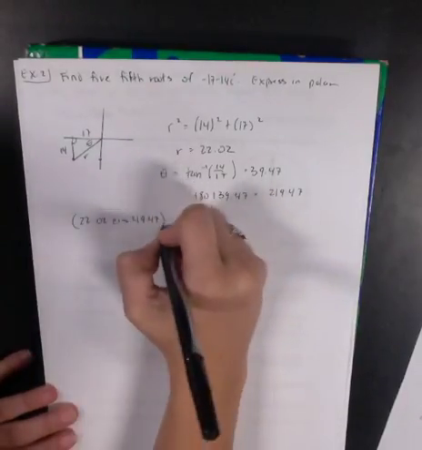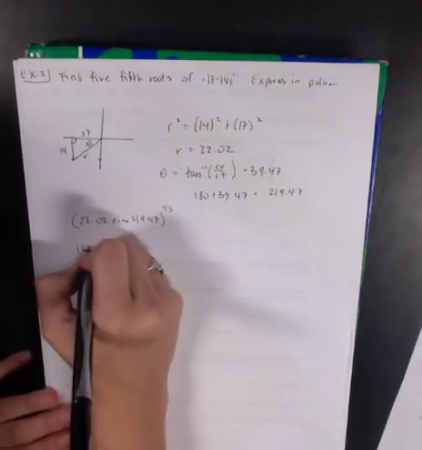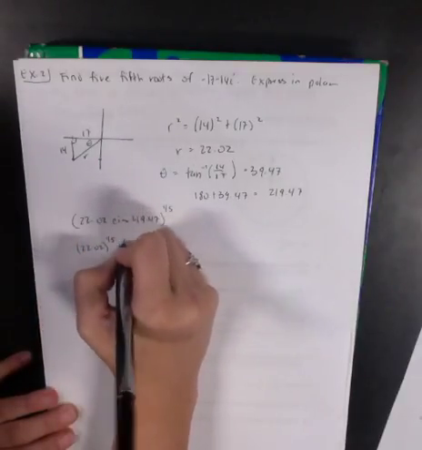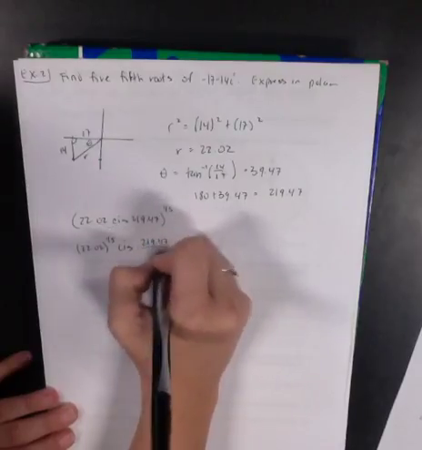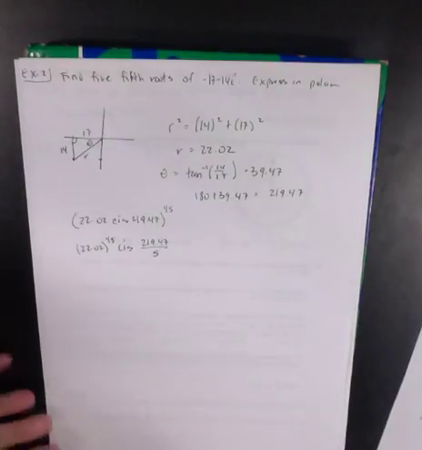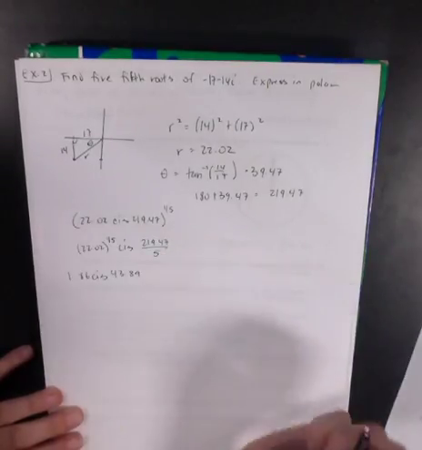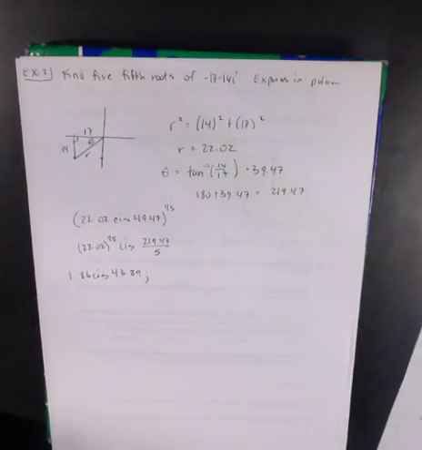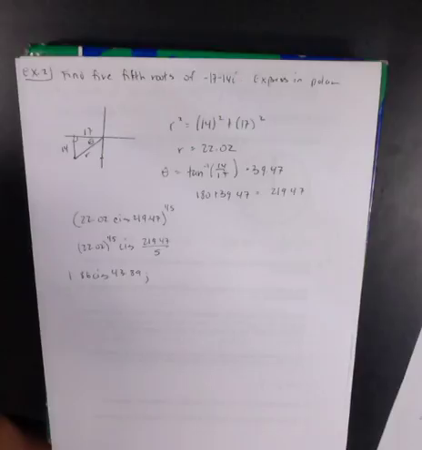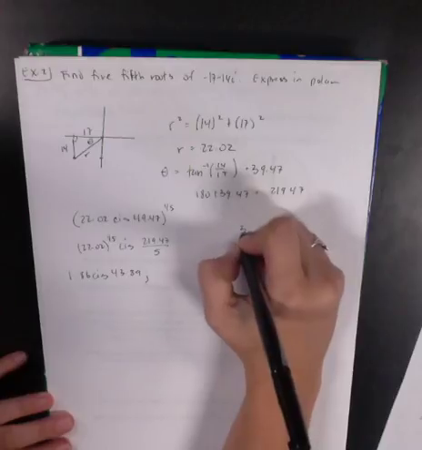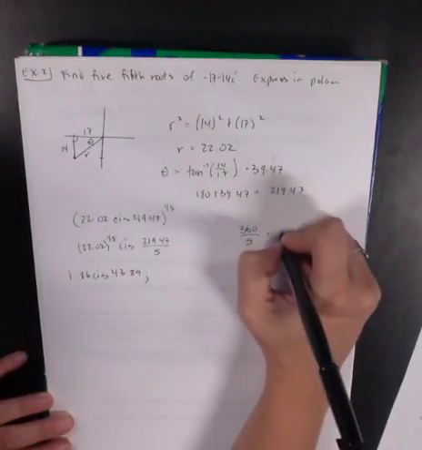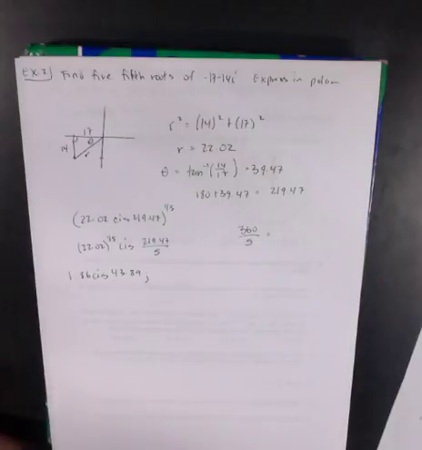And I'm finding the fifth roots, so I raise it to the fifth power. So I get 22.02 to the fifth cis of 219.47 divided by 5. So my first root, I have 1.86 cis 43.89. Okay, now I have 4 more roots. So I am going to do 360 divided by 5, which is going to give me how much each of my angles is going to differ by.